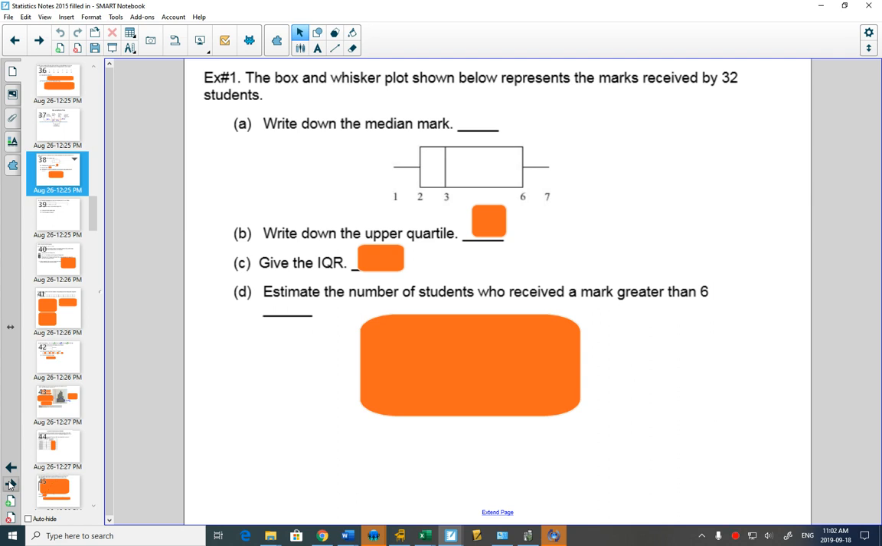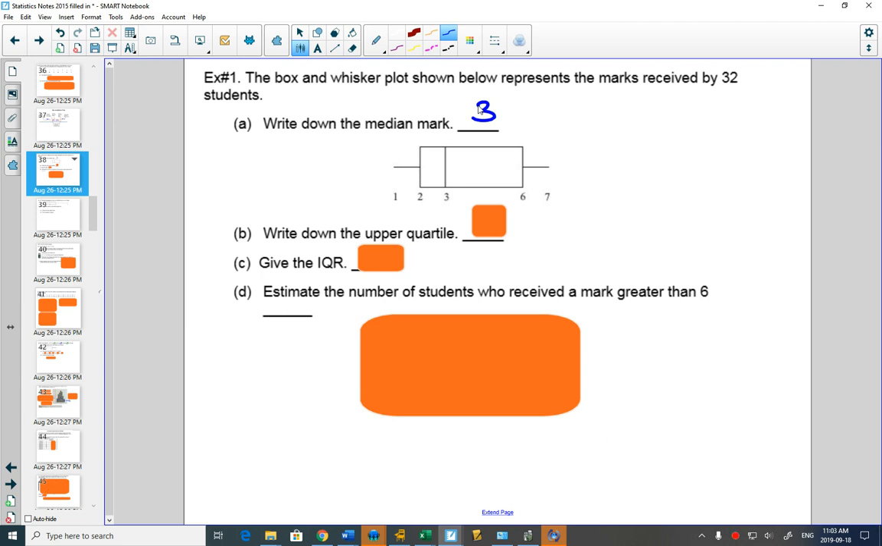25% of the class got between 6 and 7. 25% of the class got between 3 and 6. So if we wanted to write down the median mark, that would be the mark right in the middle. That would be a 3.